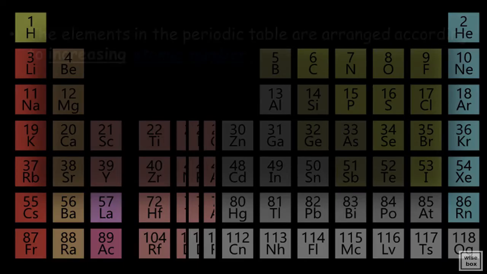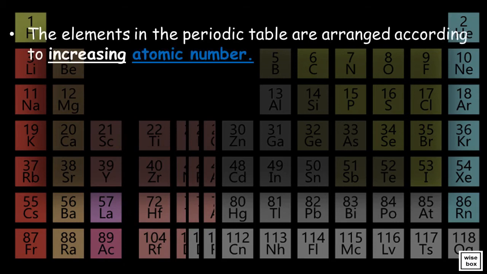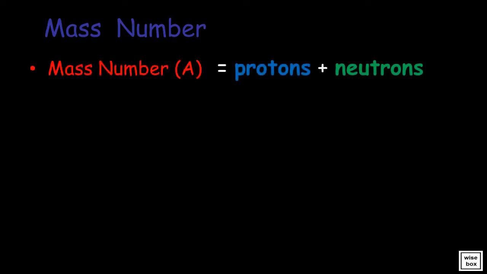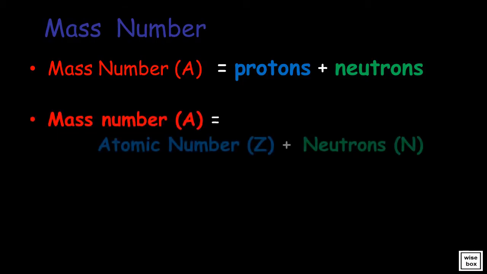The elements in the periodic table are arranged according to increasing atomic number. Also, the number of protons in an element is constant. The mass number is equal to the sum of protons and neutrons. Thus, the mass number equals the atomic number plus neutrons.